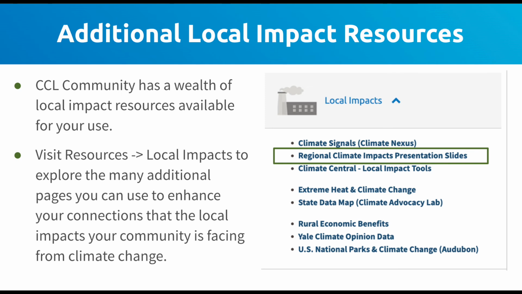Okay, so that's all the regional slides that I'm going to illustrate today, because I wanted to leave plenty of time for questions. But we're going to have these available on the CCL community, which has lots of different local impact resources. We're going to share the link to that. You can go to the resources button and local impacts and explore the various different pages. We have different tools and explainers for looking at these different regional impacts, good resources to use.